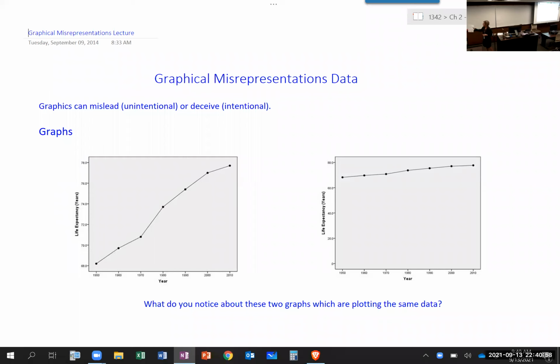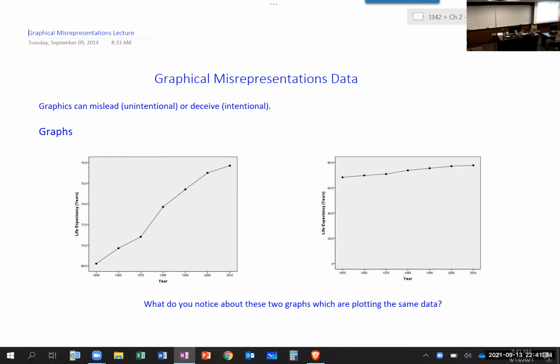Look at the other graph, though, just like Michael was talking about. What do you notice there? The second graph is almost flat. There is still an increase in life expectancy, but it's not nearly as dramatic as this image over here. Can you tell what the difference is? The starting point, yes.